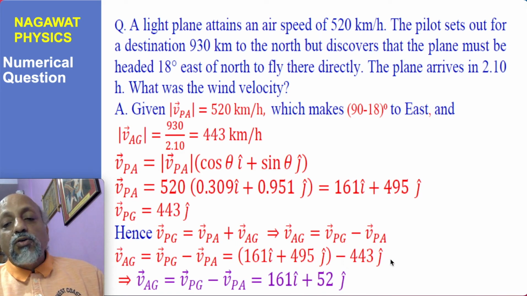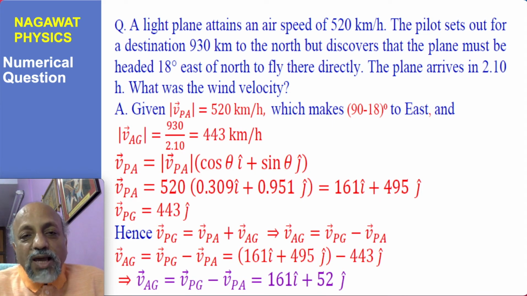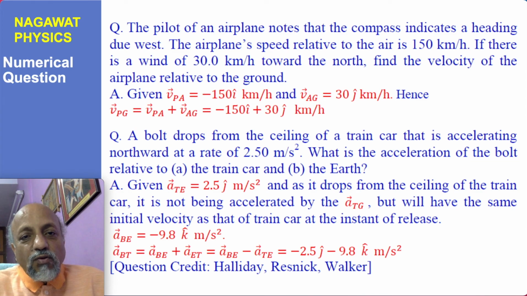And so I do the mathematics here. The VPA is given as here, and VPG also is given. So by subtracting, we get this as the answer of the velocity of air with respect to the ground, and that is 161 i cap plus 52 j cap. So in this direction the air is flowing. So such numerical questions can be solved very easily.